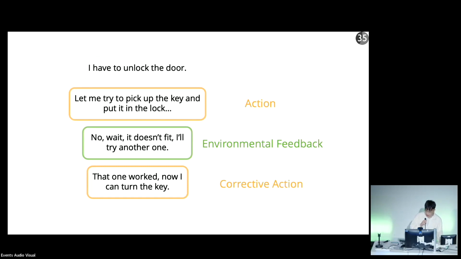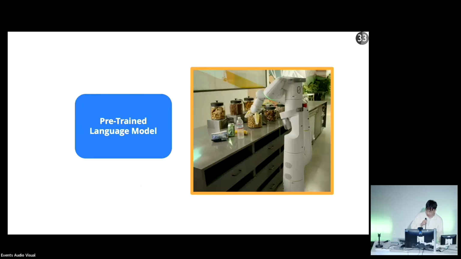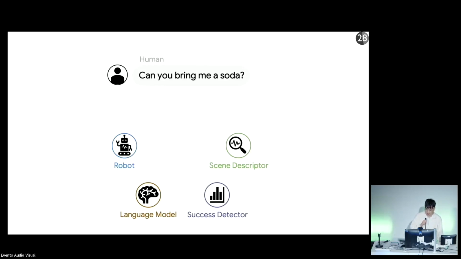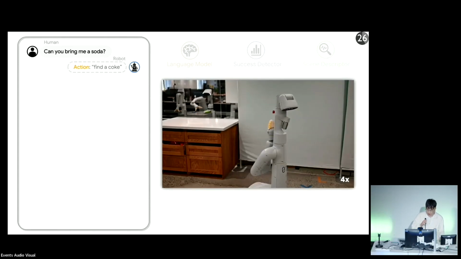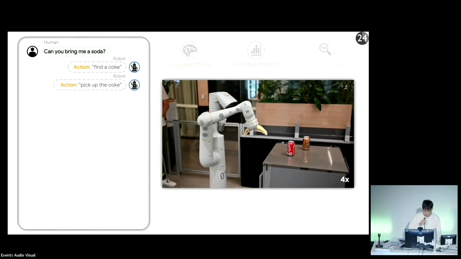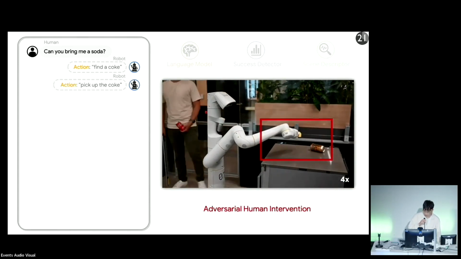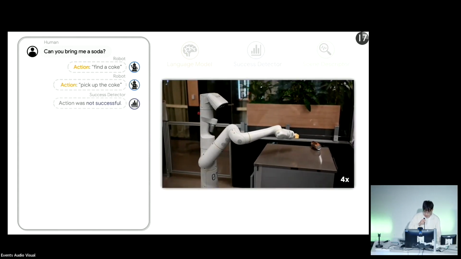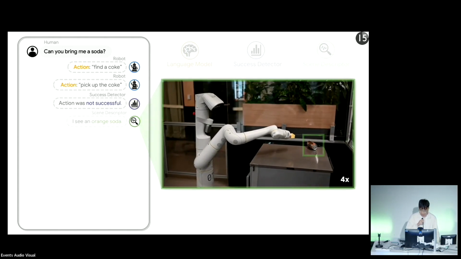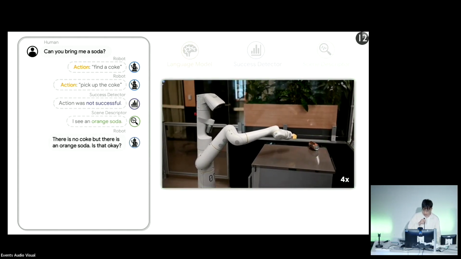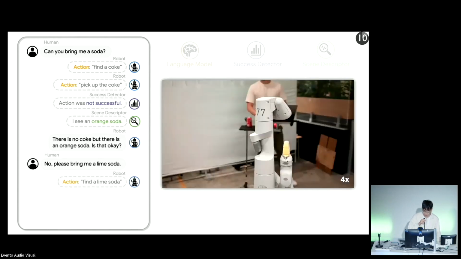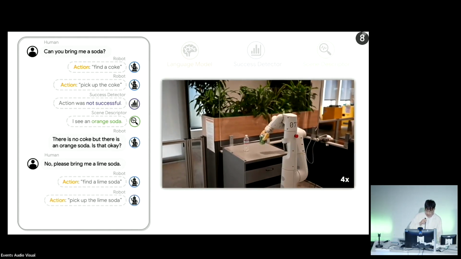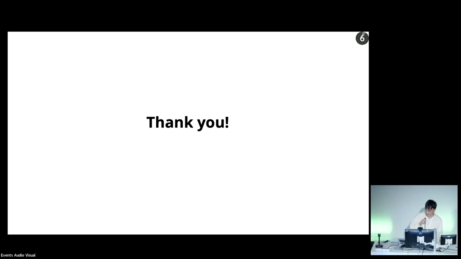We implement this idea with the language model on a mobile robot platform. The task here is, can you bring me a soda? The language model planner gives the action, find the Coke, pick up the Coke, but we're forcing a grasp failure here intentionally, and the success detector says the action was not successful, and the scene descriptor says, I see an orange soda. After a short conversation with the human, the language model realized the human wants a lime soda and finally picks up the lime soda, completes the task.